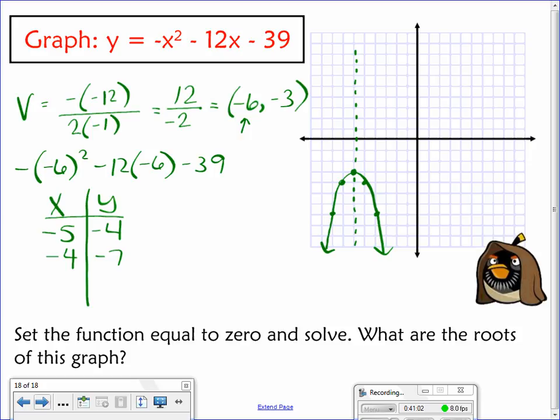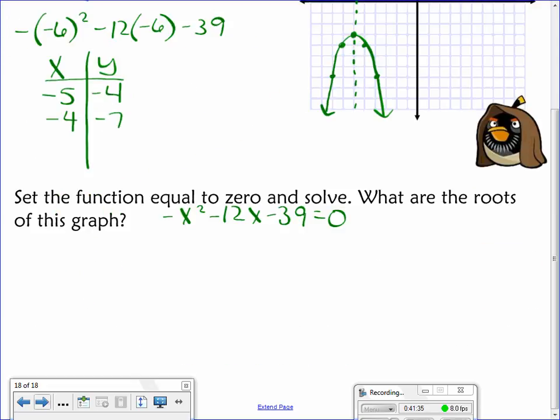So wait a minute. I thought everything we just talked about, where it crosses the x-axis, is where the answers are. The negative one, sometimes it is. Because couldn't I have a negative 1 up above and it comes down and crosses? So what's going to happen with the answers here if I solve it? I can solve it. Let's solve it. So negative x squared minus 12x minus 39 equals 0.